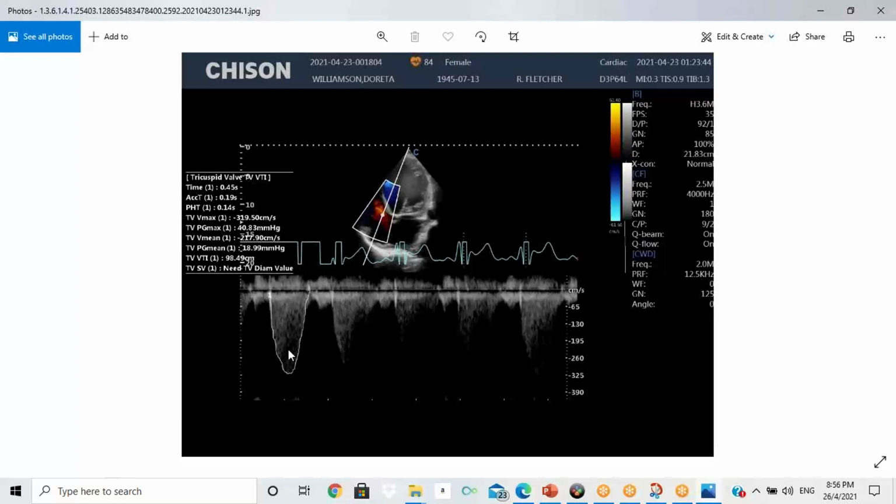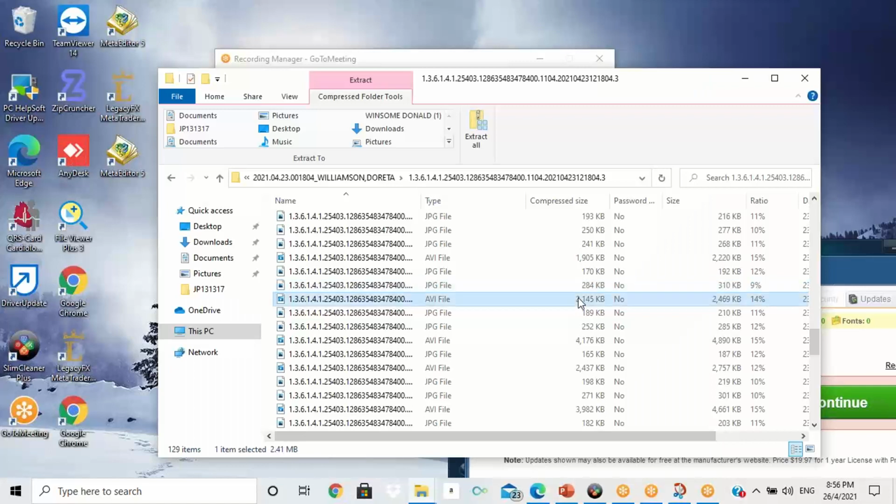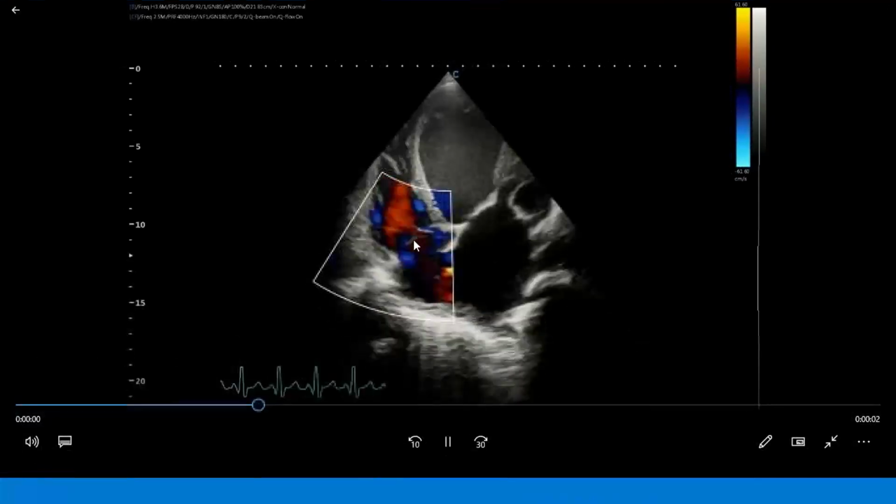Okay, so this is it. The velocity is more than 3 meters per second, and it's below the baseline because your transducer is right there. The flow is from the right ventricle across the tricuspid valve into the right atrium. It's below the baseline. Okay. You can see the color again.